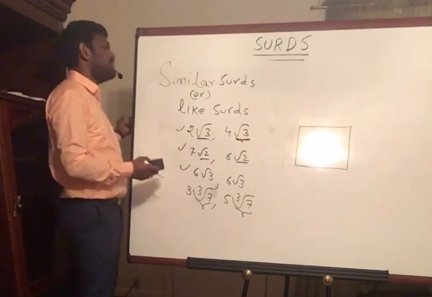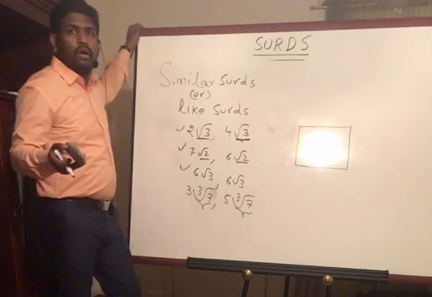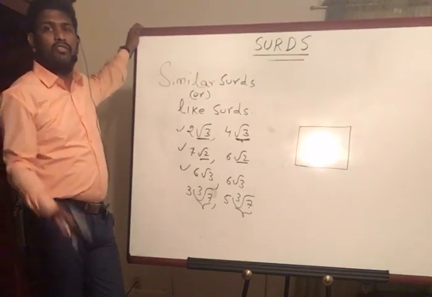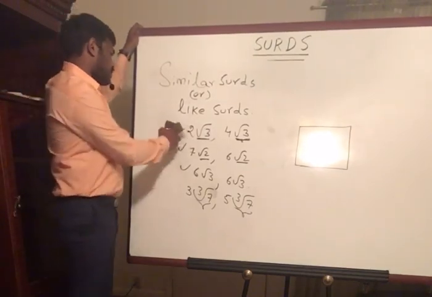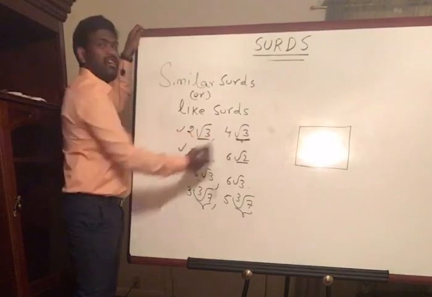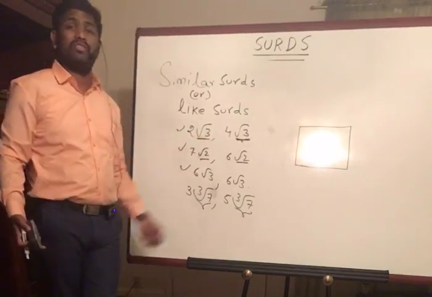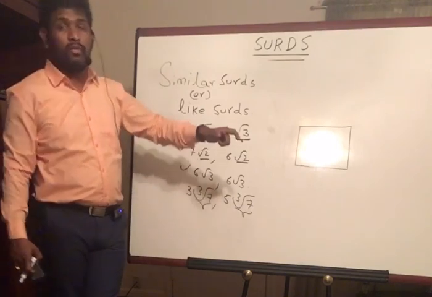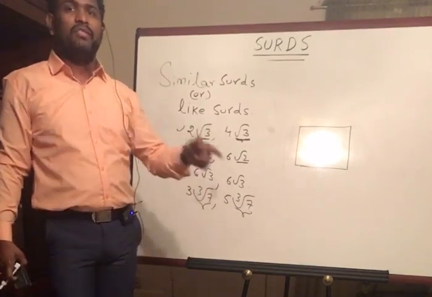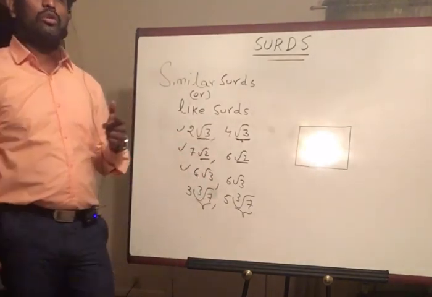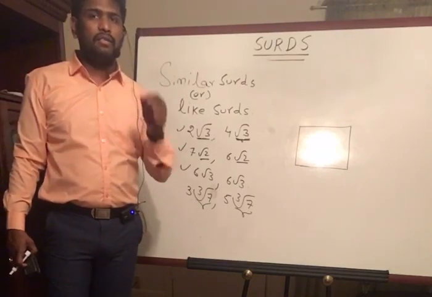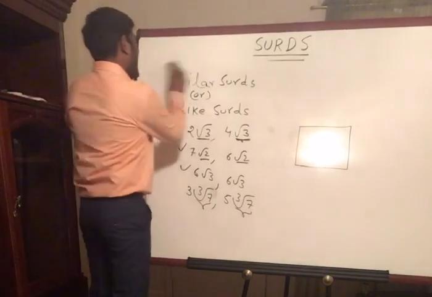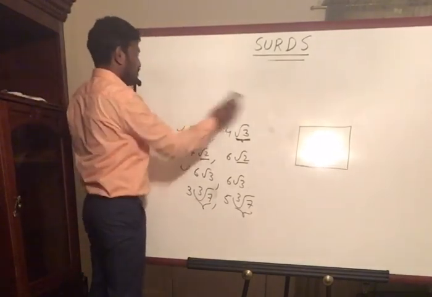And what are dissimilar Surds? It's quite the opposite. If the Surd part is not same, they are called dissimilar Surds. You can take the example 2 root 3 and 4 root 5. Those are called dissimilar Surds. So once you know what are similar and dissimilar Surds, we are going to go to the topic of adding and subtracting the Surds. This is the most important thing, addition and subtraction.